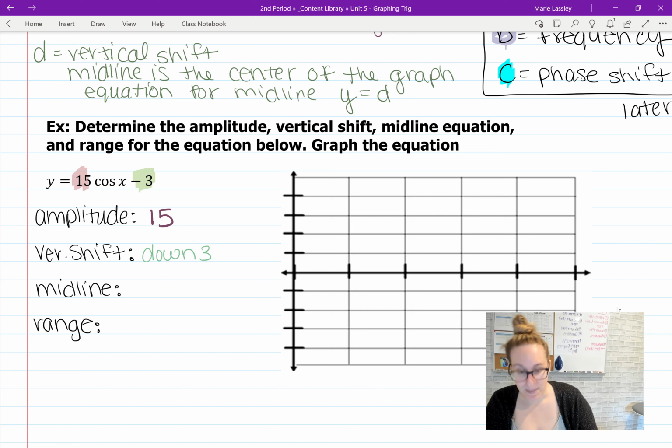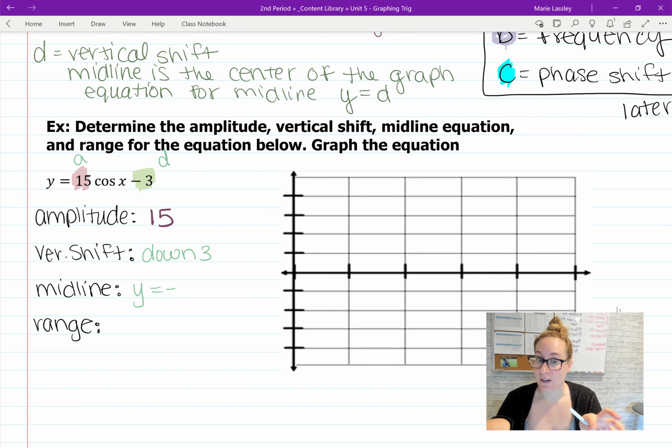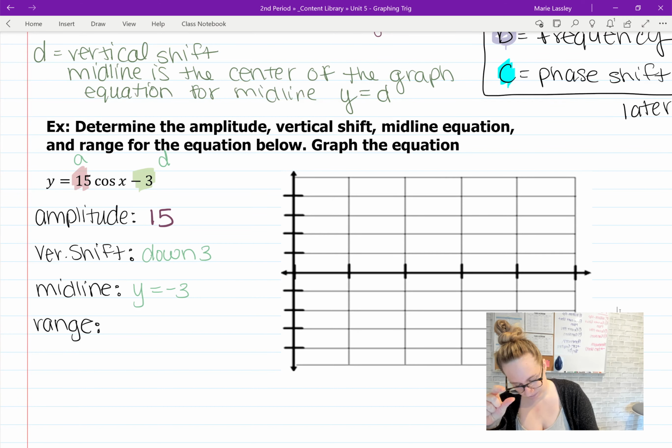Midline. So this is y equals whatever the d value is. 15 is a, and then -3, that's our d value. So our midline is y equals -3. Now for range, this is really easy to figure out. Your middle of your graph is -3.